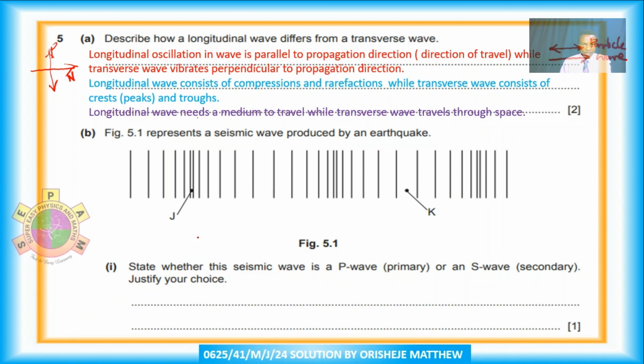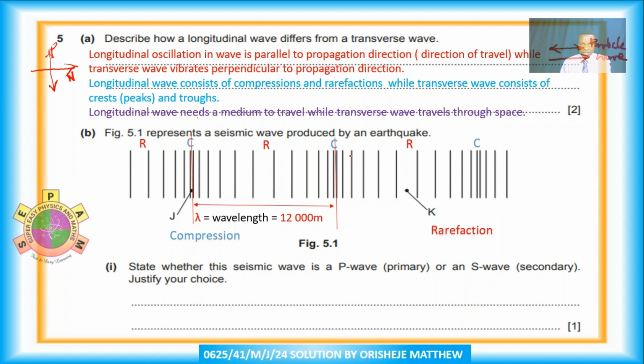So now let's look at part B. You have rarefaction. So what is the wavelength? Wavelength is the distance from compression to compression. And in this question, they say the wavelength is 12 kilometers.